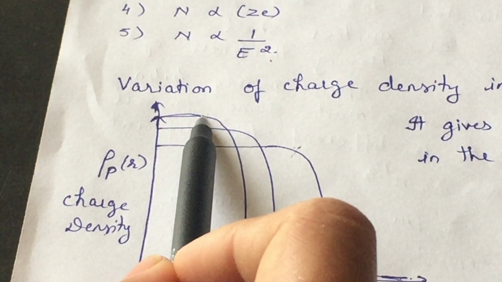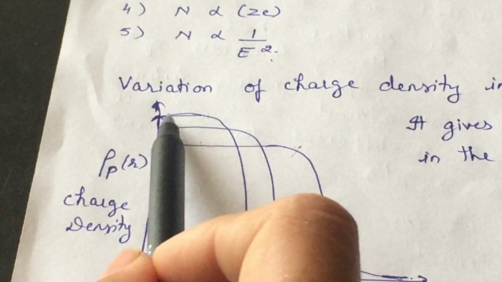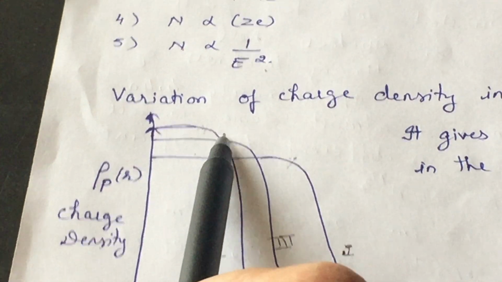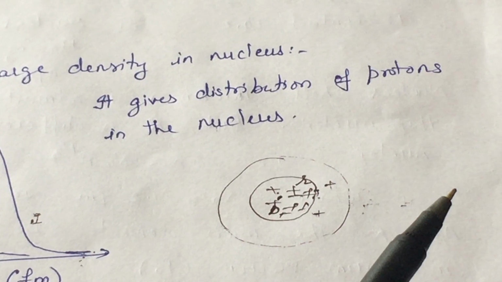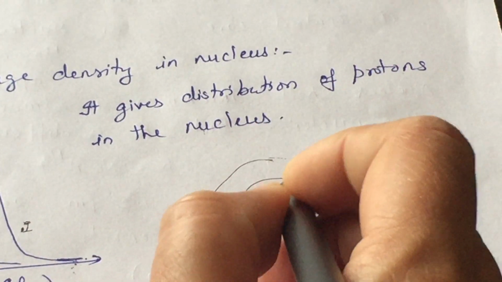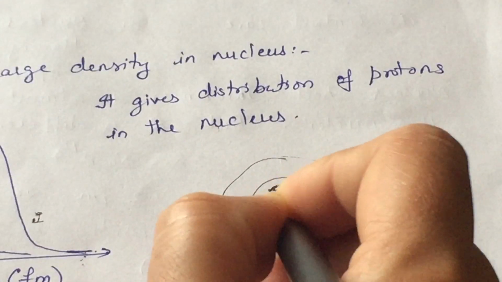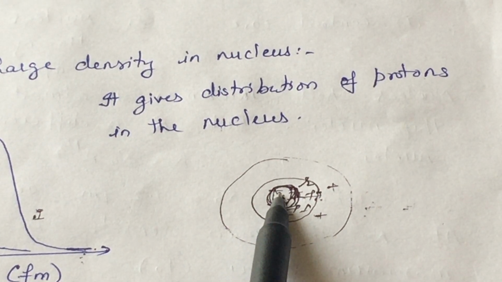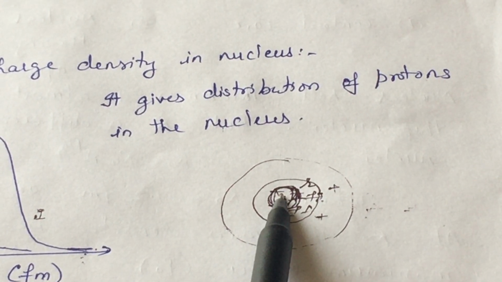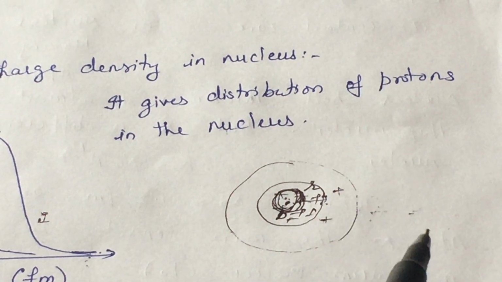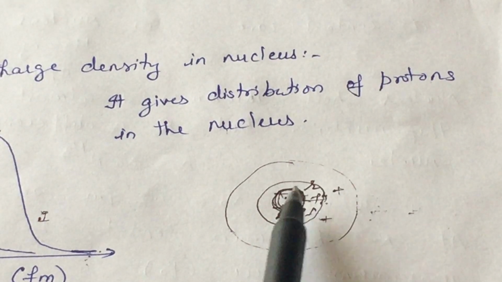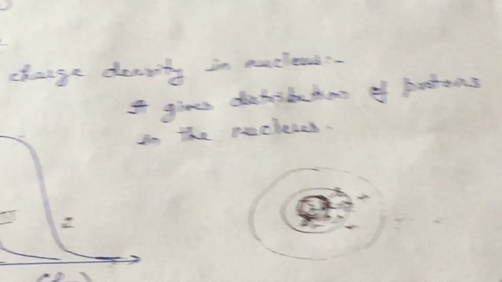It means the charge density remains constant for a small distance, or charge density remains maximum for a small range, and after that it starts gradually decreasing. It means in case of oxygen, or in case of lighter nuclei, this space is going to be small as compared to the heavy nuclei. This is the distance from the center of the nucleus where charge density is maximum. Afterwards the charge density decreases, which means the number of protons starts to decrease after this range of the nucleus.